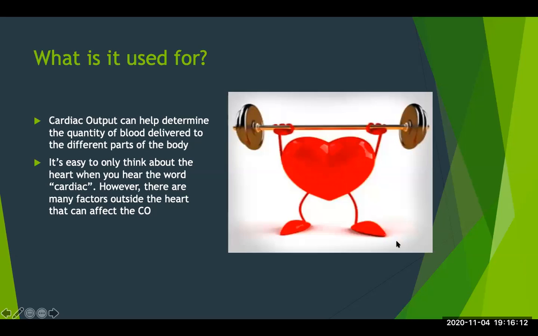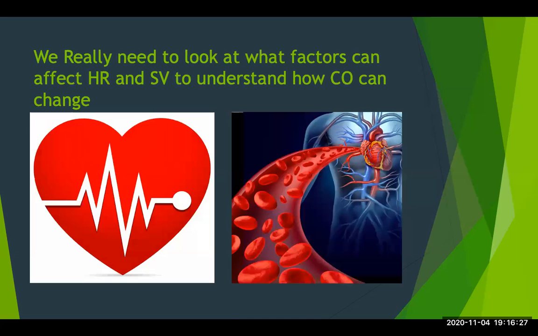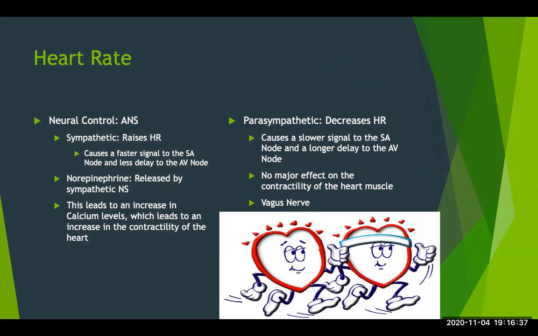So what is it used for? Cardiac output is important because it can help determine the quantity of blood delivered to different parts of the body. It's easy to only think about the heart when you hear the word cardiac, but there are many factors outside the heart that will affect the cardiac output. We really need to look at what factors can affect heart rate and stroke volume to understand how cardiac output can change.